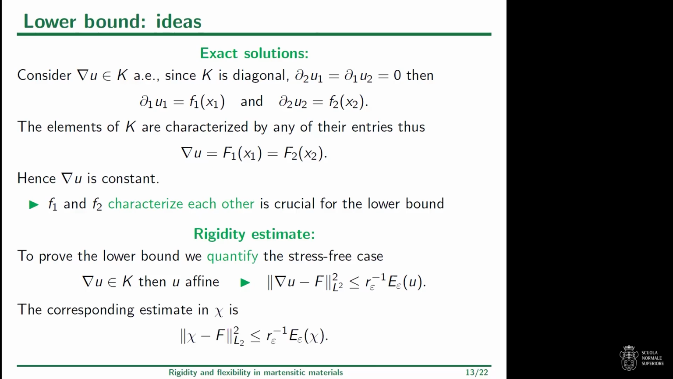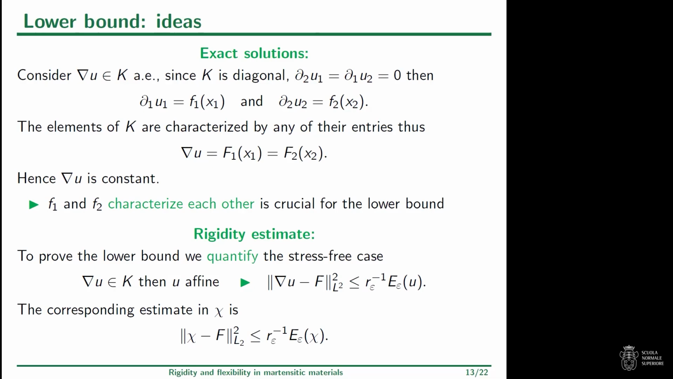This is given in U, but I told you that now we are working in chi, which behaves like a gradient. So this is actually the lower bound: the rigidity estimate we want to find will imply the lower bound. This is what we are going to get.